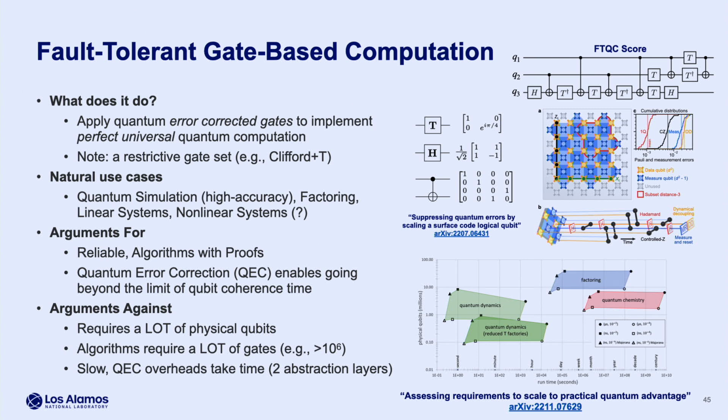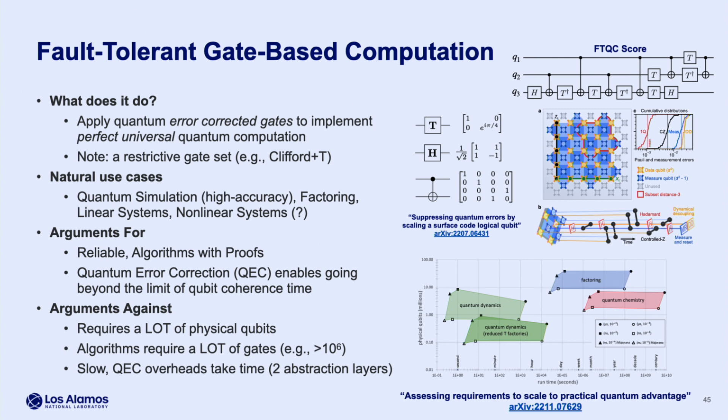And the natural use case for these types of computations are quantum simulation up to very high accuracies, like higher accuracies than you could ever get with the noisy computers. We talked about factoring. We talked about solving linear systems. Those algorithms really require this type of computing technology. There's also been some proposals for solving nonlinear systems of equations with these computers. So there could be some very interesting applications.